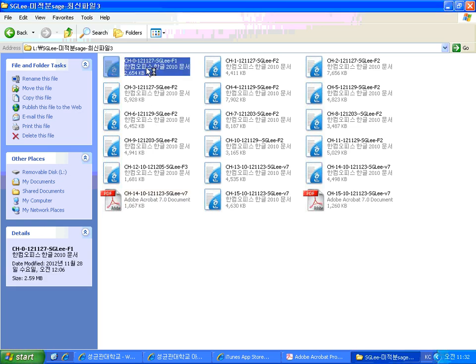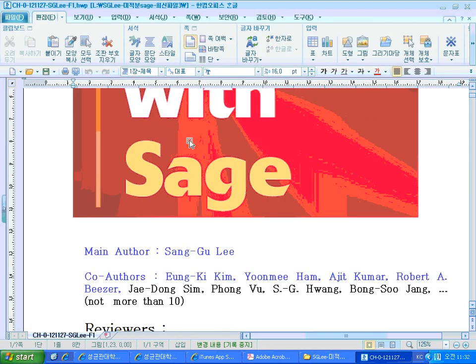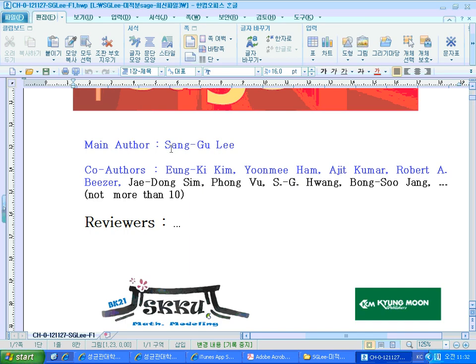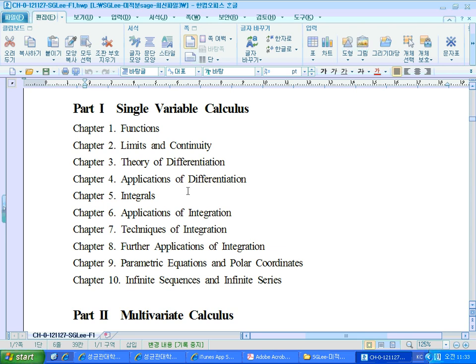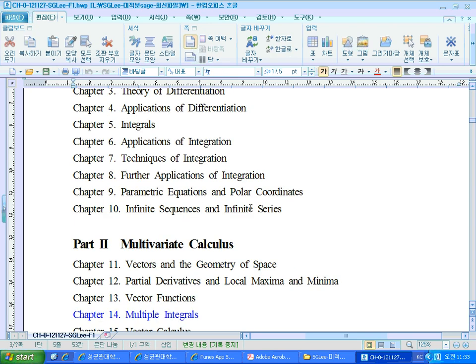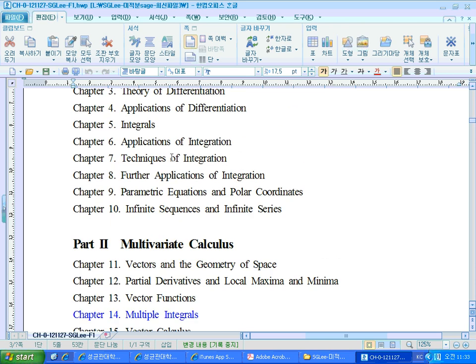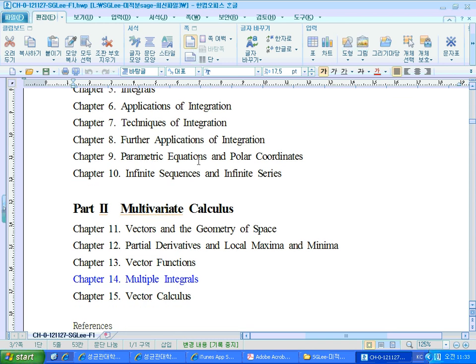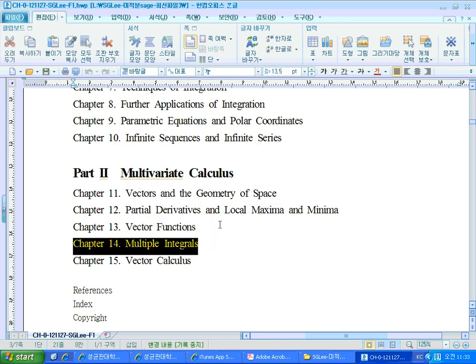So if you see this, it comes with this calculus with Sage by us, and it has the content from single variable calculus and multivariate calculus: limits and continuity, differentiation and applications of differentiation, integration and applications of integration, techniques, parametrizations, and so on, and vector calculus and multiple integrals. I will show you a couple here today.